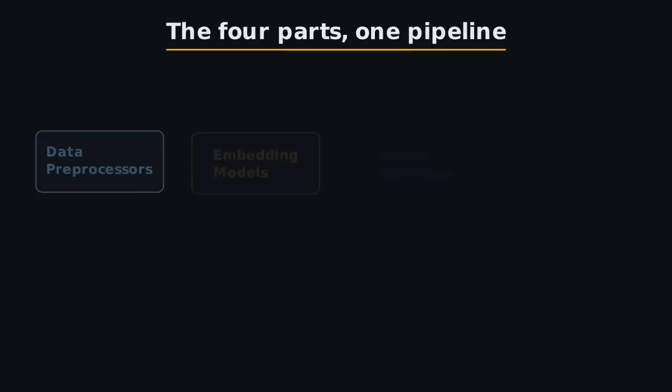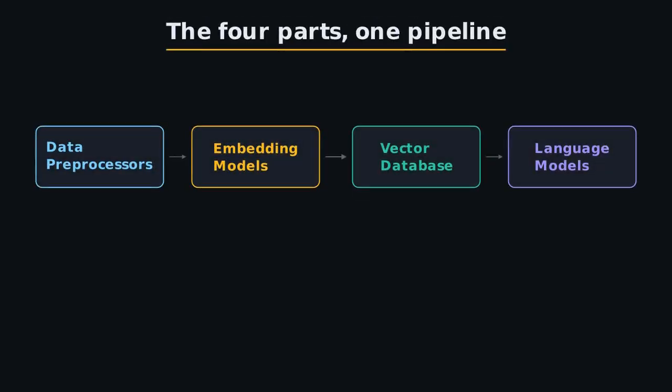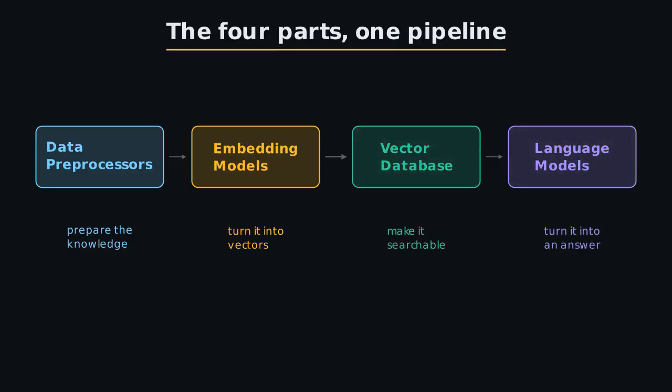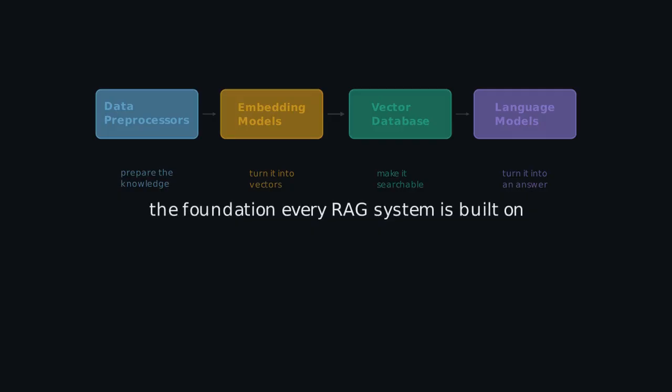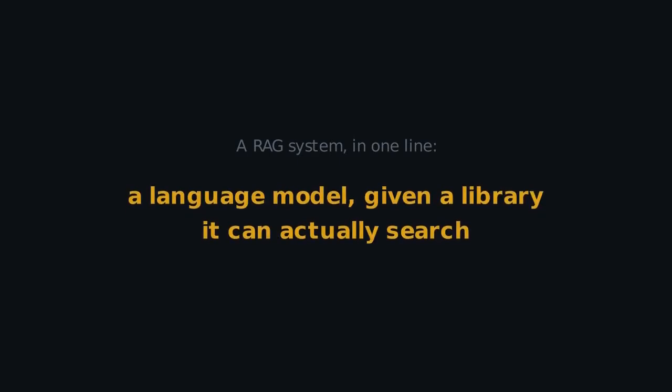So let's put it all together. Here are the four foundational parts working as a single pipeline. Preprocessors prepare the knowledge. Embeddings turn that knowledge into vectors. The vector database makes those vectors instantly searchable. And the language model turns whatever gets found into a grounded answer. Understand these four building blocks, and you understand the foundation that every RAG system, no matter how advanced it gets, is built upon. A RAG system in a single line: a language model, finally given a library it can actually search.